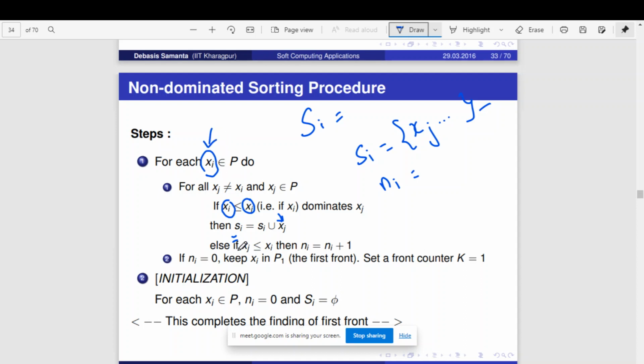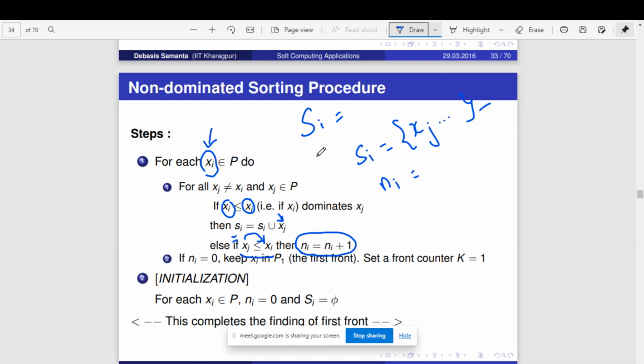xi. Okay. So here you see, else if xj is less than or equal to xi, what does this mean? If xj is less than or equal to xi, then who is dominating whom? If xj is dominating xi, in this case we are incrementing ni. Is that clear? So basically this ni always holds how many individuals are dominating xi, right?